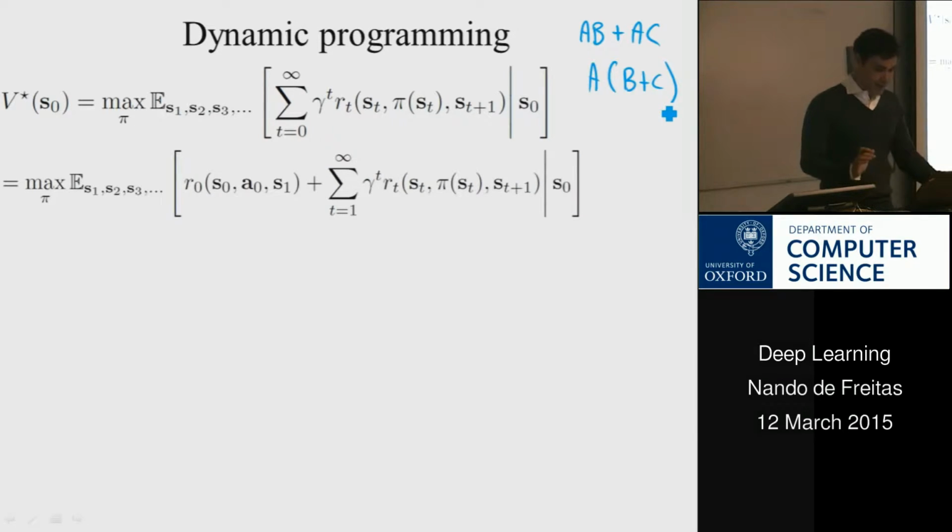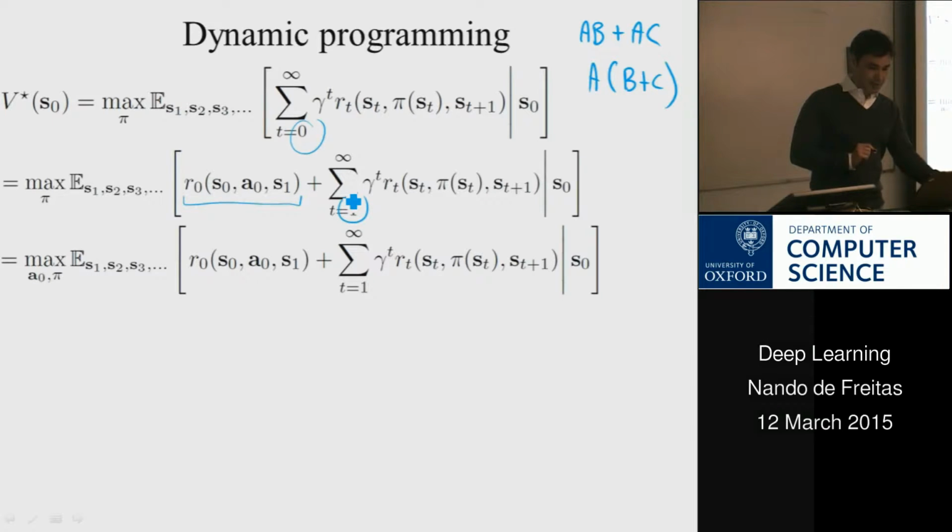So I'm going to start with the expression for the optimal value function. And then the first thing I'm going to do is this sum goes from 0 to infinity. I'm going to take the 0 term out. And now the sum goes from 1 to infinity. Okay, so I've just extracted the first term from the sum.